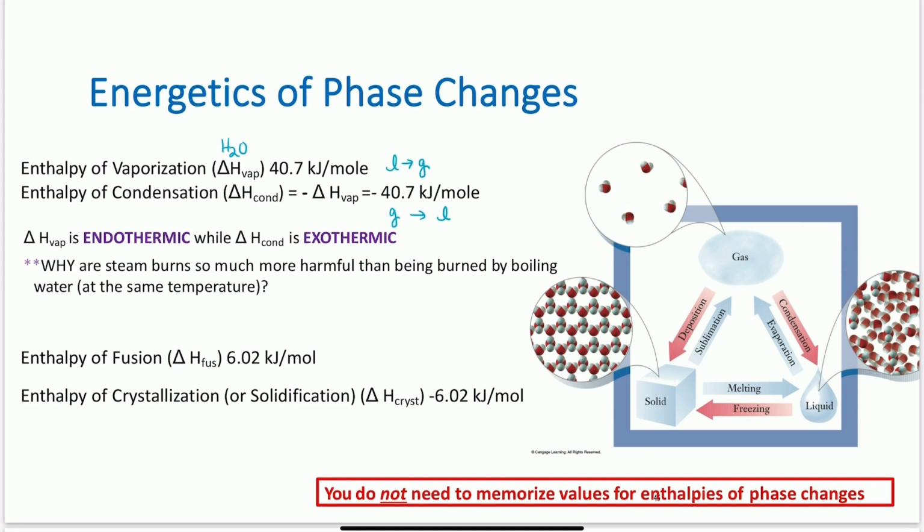Enthalpy of fusion, again going from a solid phase to a liquid phase, is 6.02 kilojoules per mole for water. The enthalpy of crystallization or solidification, going from a liquid to a solid state, is negative 6.02 kilojoules per mole. Solid to liquid is endothermic. It takes energy to do so. I need to put in enough energy to allow those IMFs to start sliding past each other. But liquid to solid is exothermic. I need to remove that energy so those particles can come back together and lock into that solid structure.